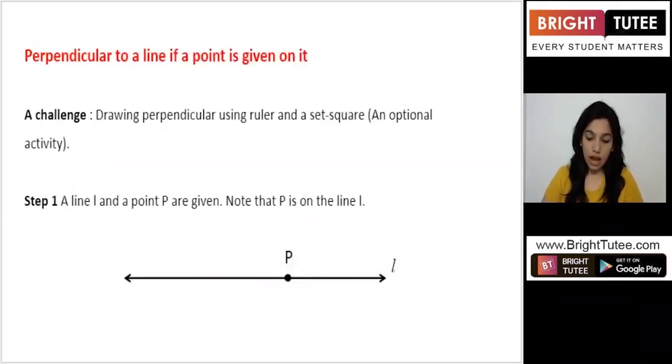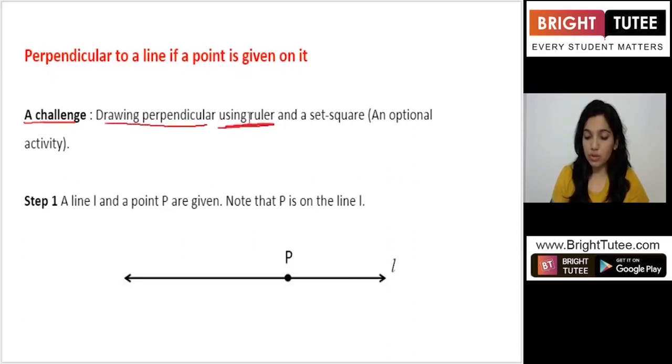Let us learn how we can draw these kinds of perpendicular lines using the tools of construction. So, perpendicular to a line if a point is given on it. Here you can see we have got a line L and we have got a point on this line L. This is very important. The challenge here is to draw a perpendicular using a ruler and a set square. We are going to use a ruler and the set squares.